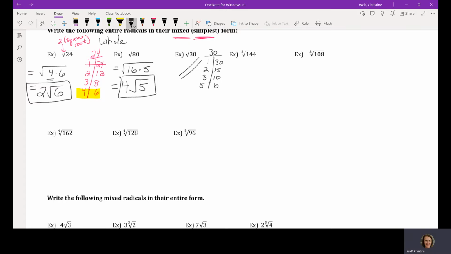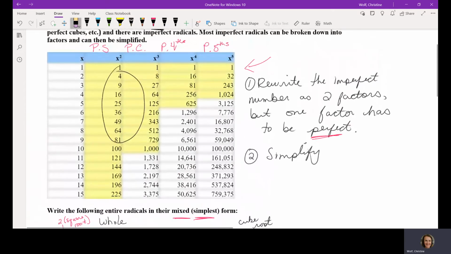Okay, so this next one, you'll notice the 3. That means I want the cube root of 144. Same thing, I have to break down 144 into something times something. What times what gives me 144? But because I'm taking the cube root, when I think of the two numbers that multiply for 144, one of them has to now come from these numbers, the perfect cube numbers.